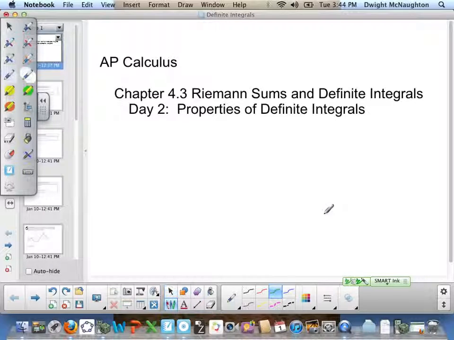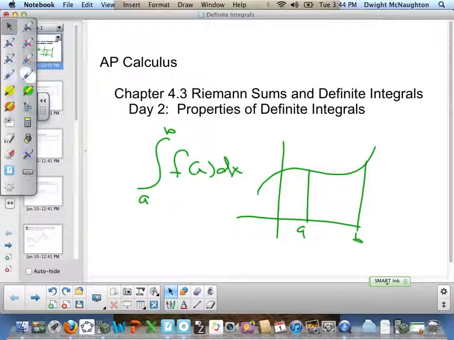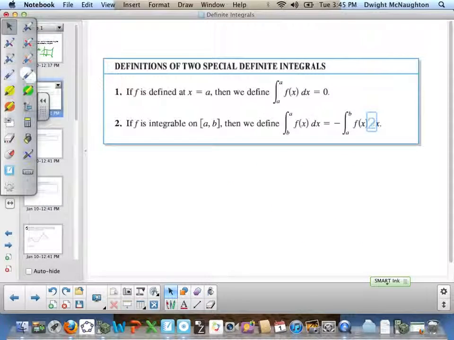Just review, a definite integral, the integration of f of x with respect to x from a to b, is the area under the curve f of x from a to b. We're going to look at some properties of this today. First two properties, sorry.